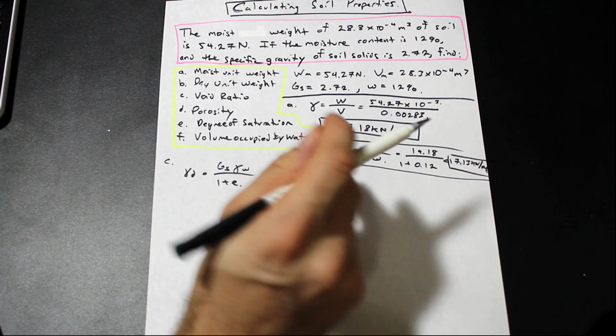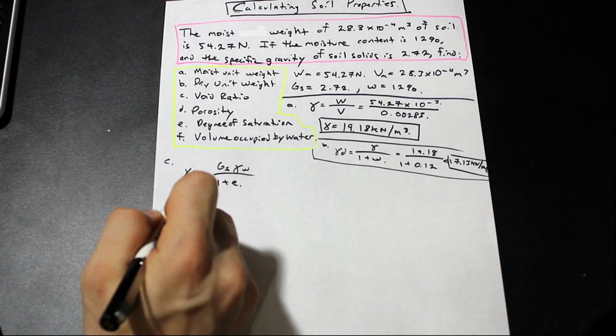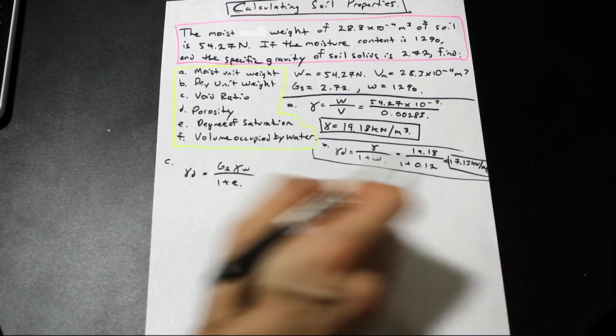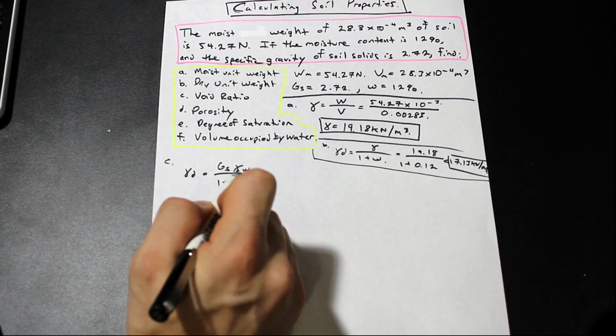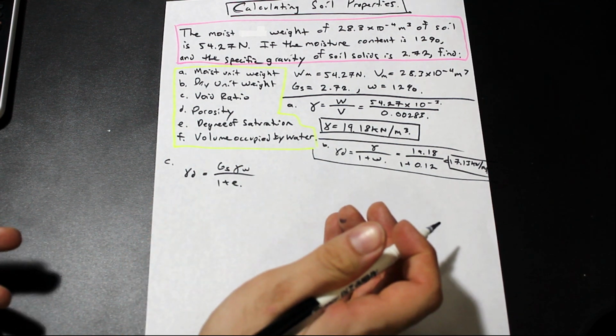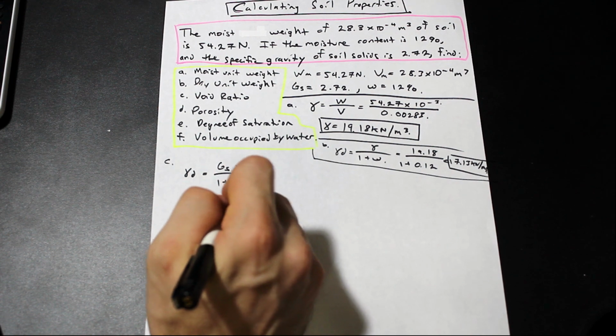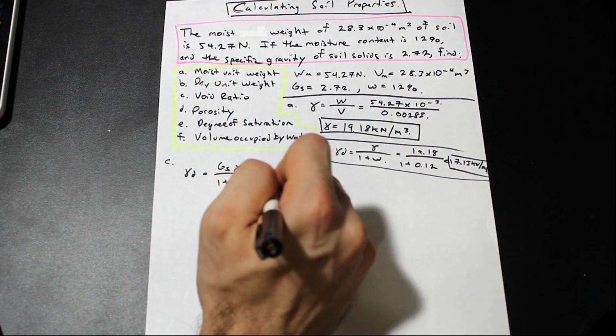If you take a look at this formula here, we have gamma dry, which we just solved for. We have the specific gravity of the solids, and we have gamma water, which is known, it's 9.81. We can go ahead and rearrange and solve for e. So let's go ahead and do that.